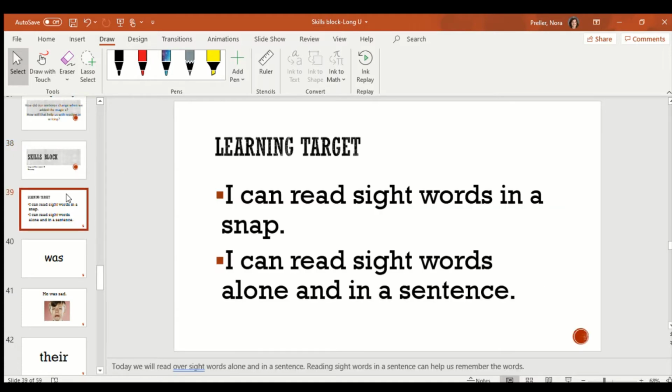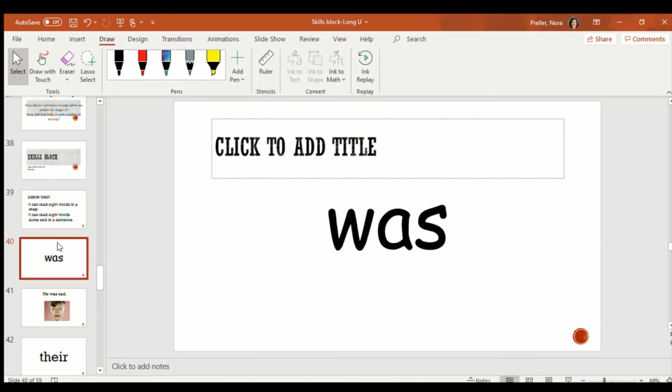Our learning targets are, I can read sight words in a snap. Because remember, the purpose of a sight word is to know it right away so that your brain can focus on other words when you're reading and writing. Our second target is I can read sight words alone and in a sentence. We find that reading sight words in a sentence helps our brain hold on to them longer. So that's why we are going to look at them by themselves, but we're also going to look at them in the context of a sentence.